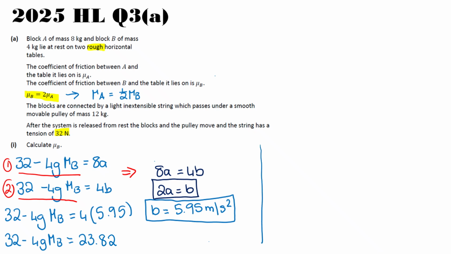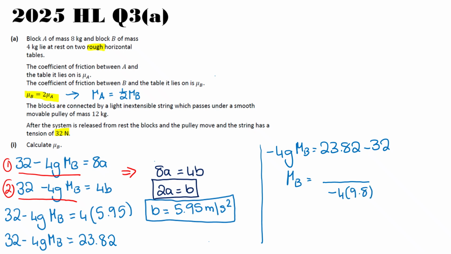So just giving us a bit more space, we get minus 4g mu b is equal to 23.82 minus 32. So mu b is going to be this answer, let me throw in the calculator, divided by minus 4 times 9.8. I'll actually just put the whole thing in while we're going. So mu b equals 0.2086, so 0.209. And then in turn, we could work out our mu a if we needed to.